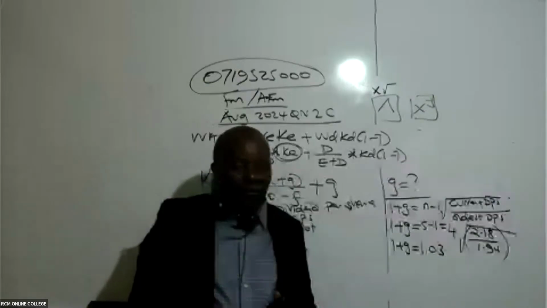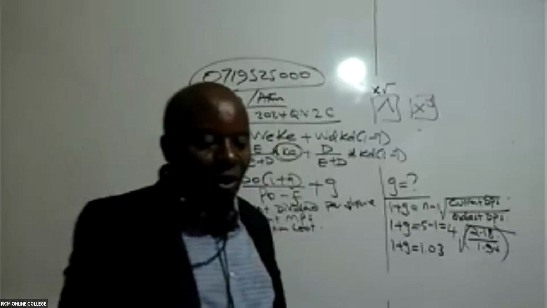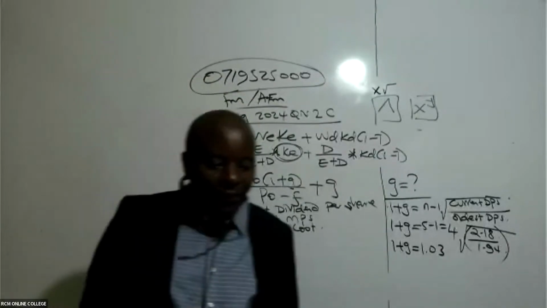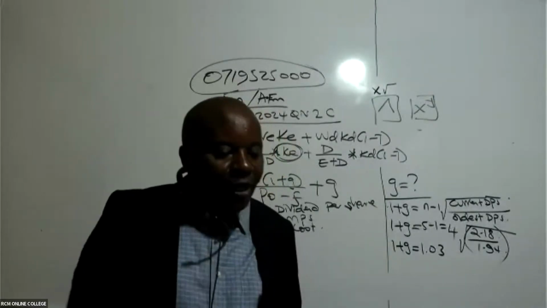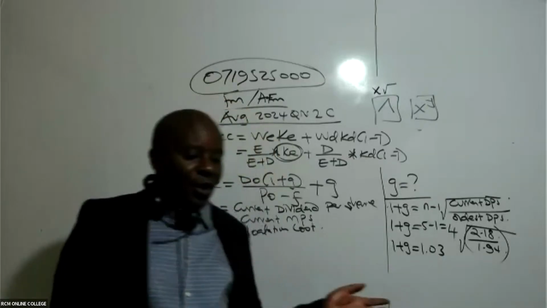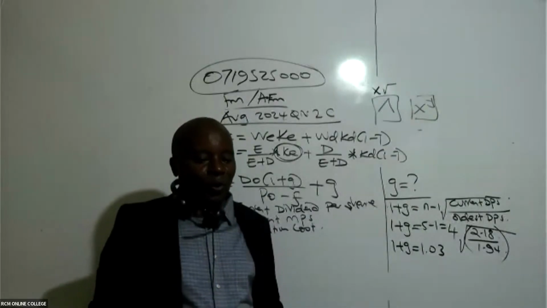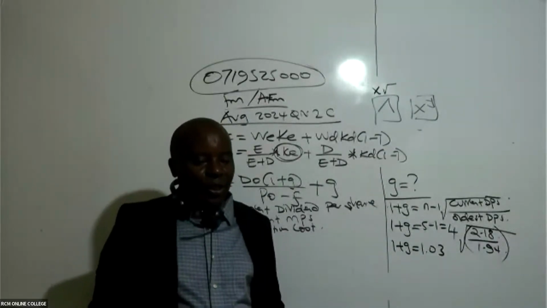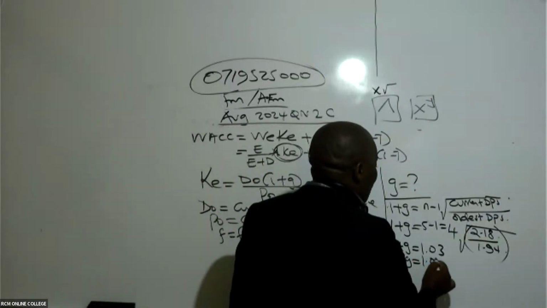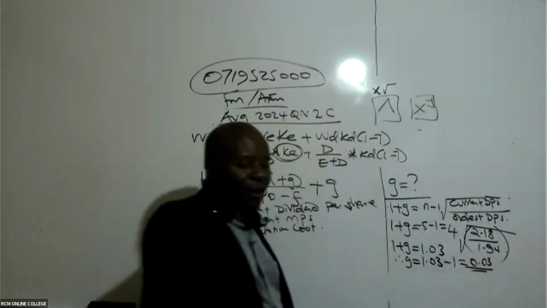So somebody apart from BR, I want to know whether we are together. You can round off, yes. Like on my side, I've rounded off to 1.03. So therefore, if I make G the subject, it will be 1.03 minus 1, which is 0.03.